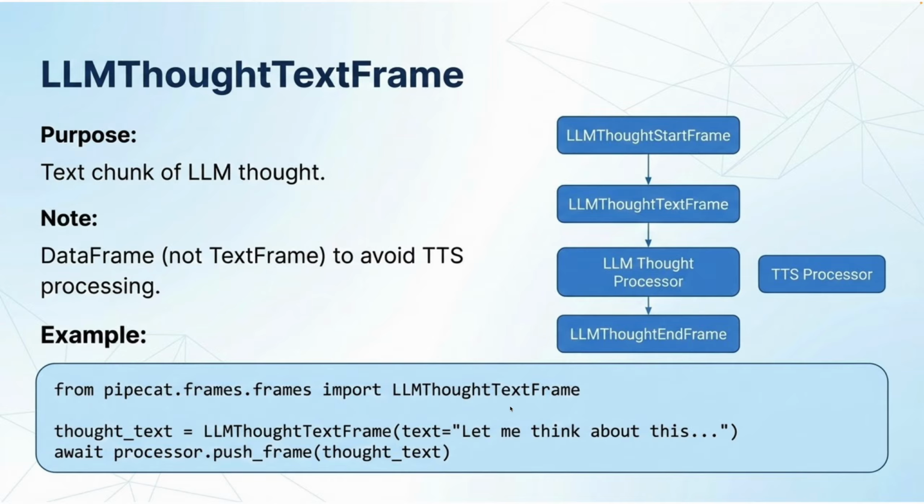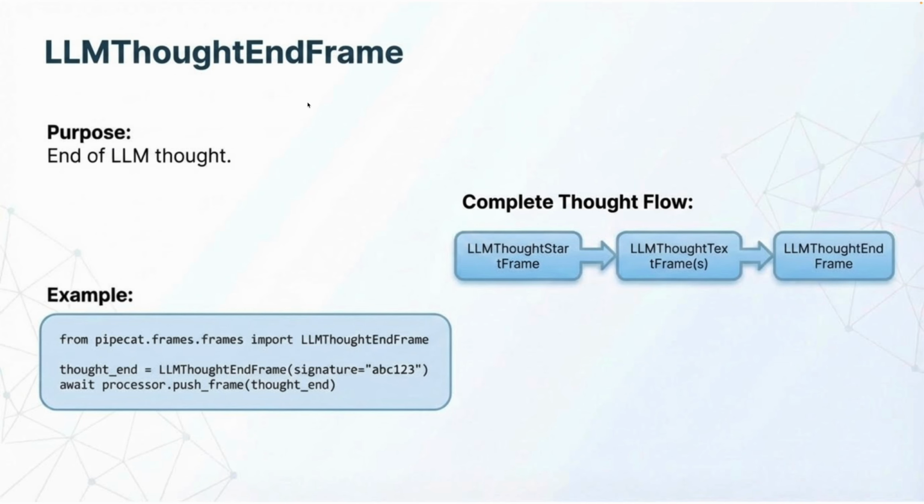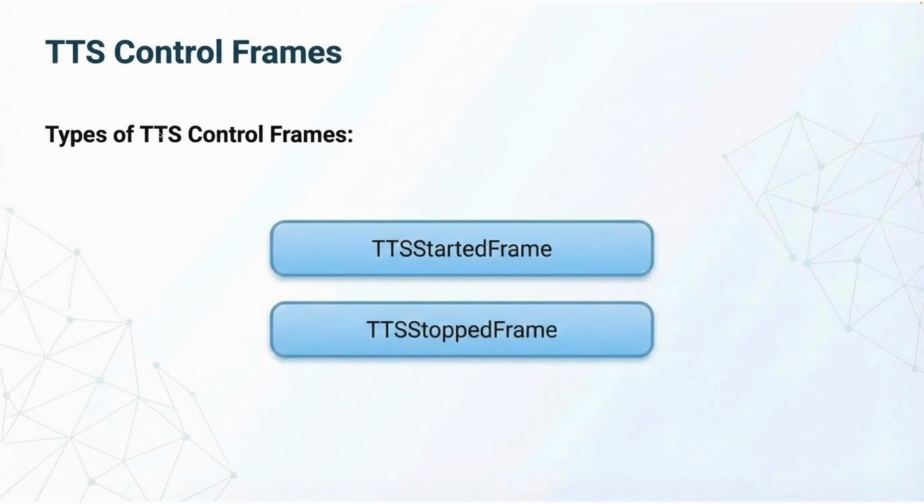So we have this import, and then LLM thought text, whatever text, and then we are pushing it. And next we have the thought end frame, end of LLM thought. As we have explained, we are importing, and then thought end frame, whatever it is, and then we are pushing it. Then we have TTS control frames.